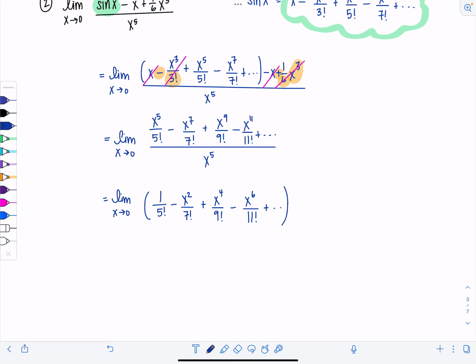Same thing as before. All of these terms right here, forever onward, will have x's in the numerators, constants in the denominator. So as x goes to 0, yes, this goes to 0, this goes to 0, everybody goes to 0. The dot, dot, dots go to 0 too. All I'm left with now is 1 over 5 factorial. 5 factorial is 5 times 4 times 3 times 2 times 1, which is 120. So this is 1 over 120.